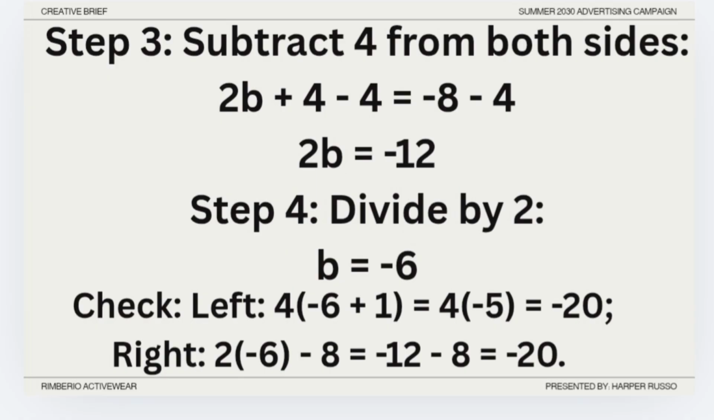Step 4, divide both sides by 2. b = -6. Finally, check the result by substituting -6 in place of b. 4 times (-6 + 1) = 4 times -5 = -20. The answer is correct. 2 times -6 - 8 = -12 - 8. Then finally, -20. The answer is correct.